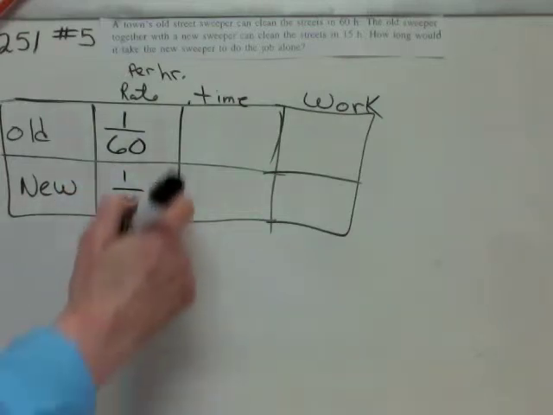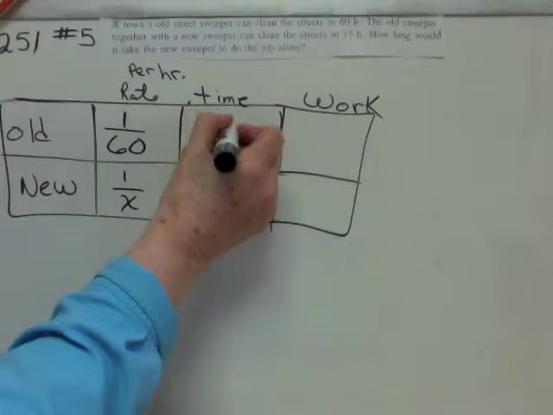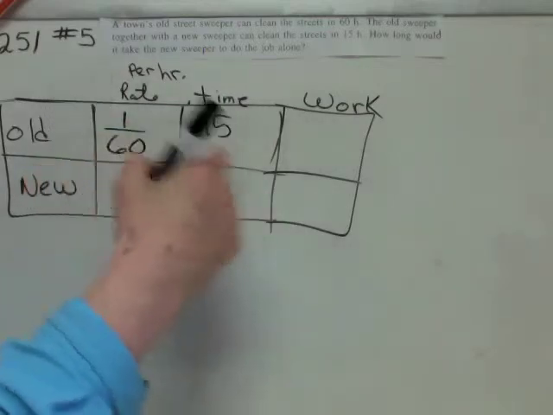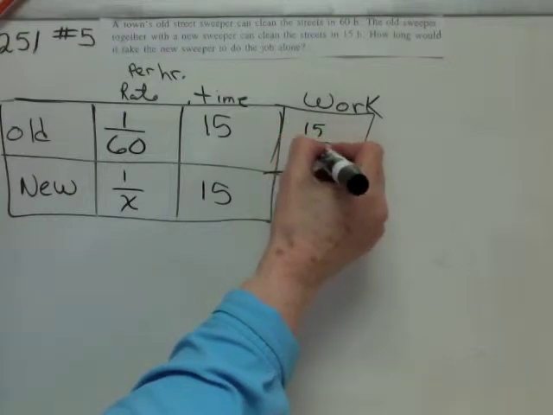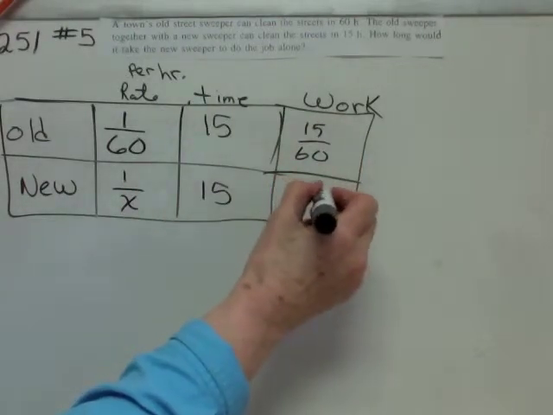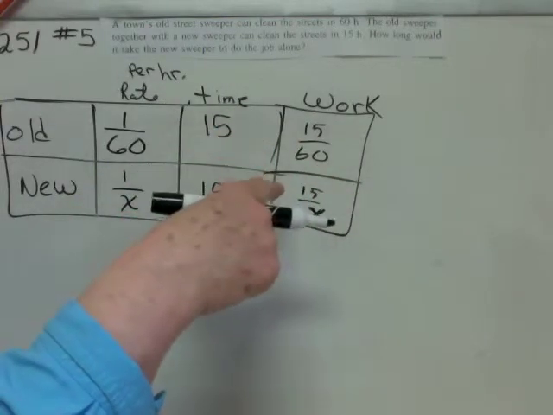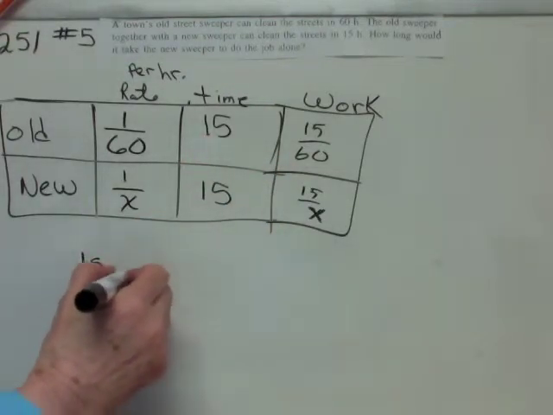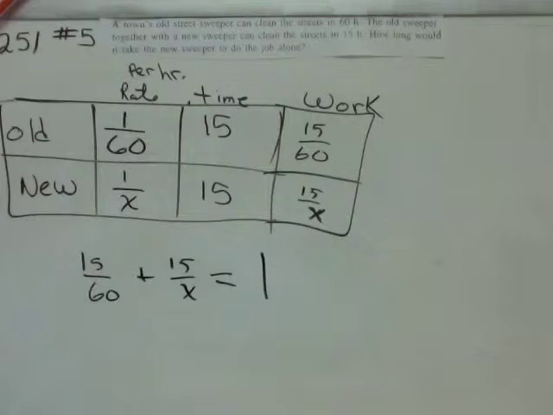Now, the time is kind of easy because they both work together, and how long did it take? 15 hours. So the old sweeper was working for 15 hours, and the new sweeper was working for 15 hours. The work done is rate times time, so in this case it's 15/60, and in this case it's 15/X. Both of these machines are going to work to do the job. So 15/60 plus 15/X equals 1 job done.